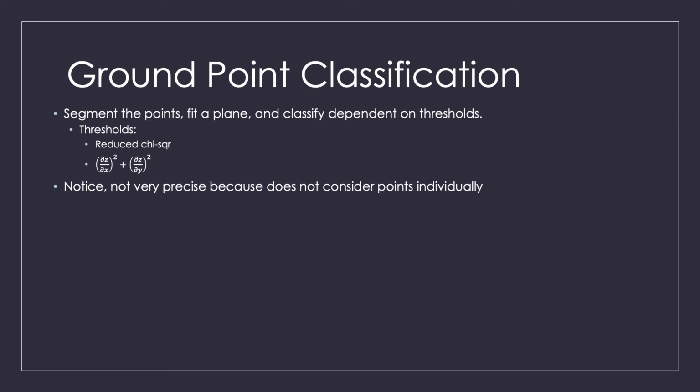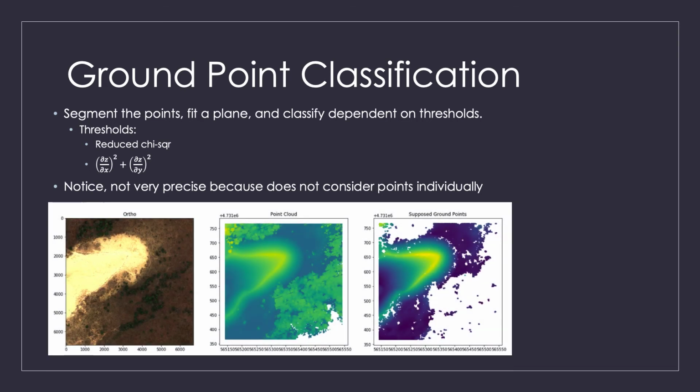Notice that this method is not very precise because it does not consider points individually, but rather considers points as clusters. Overall, though, the clusters were small enough in order to create a level of precision that we needed. On the left, you can see the RGB colored ortho. In the middle, you can see the point cloud colored according to elevation. Then on the right, you can see the ground points that this algorithm found.